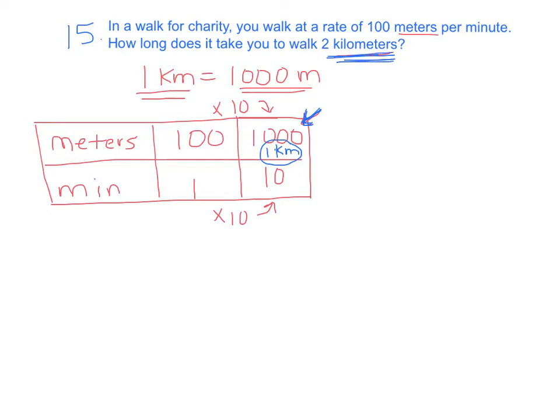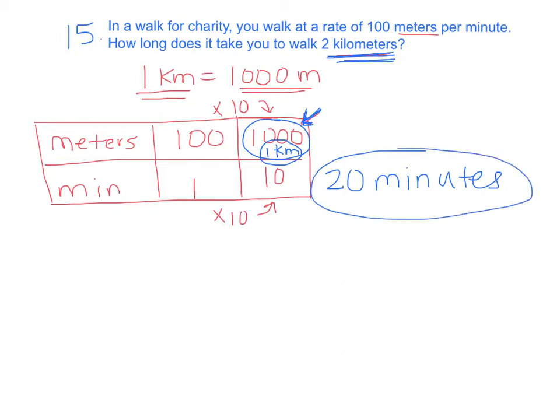Well, basically all you're doing is just doubling the amount you have here. So that means it would take me 20 minutes to walk 2 kilometers. So my answer would be 20 minutes. Basically, I knew that it took me 10 minutes to walk 1 kilometer, so it would take me 20 minutes to walk 2 kilometers.